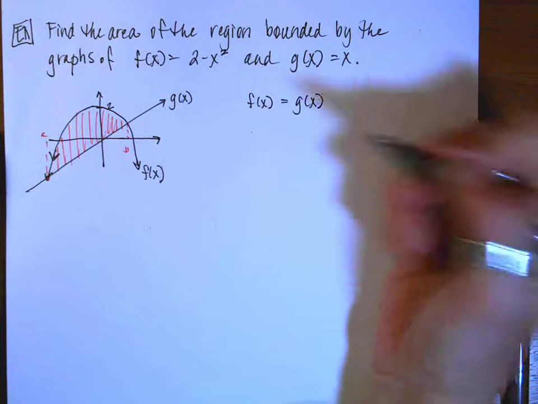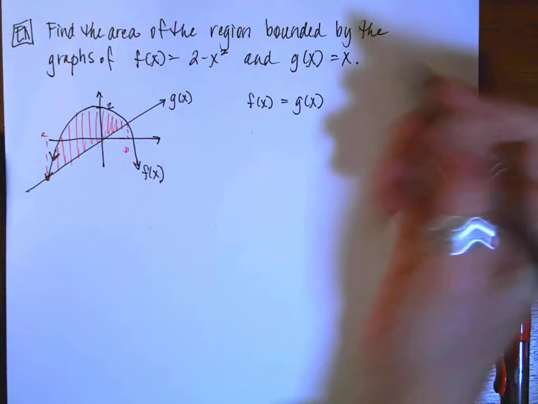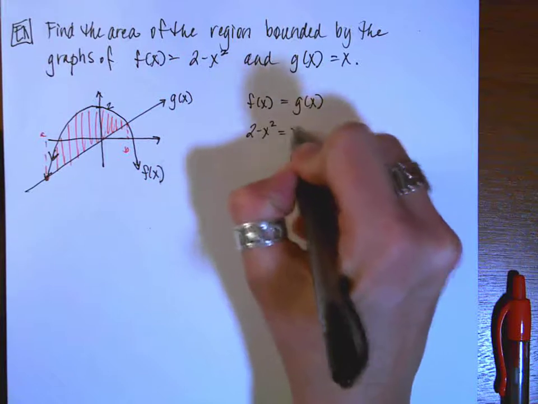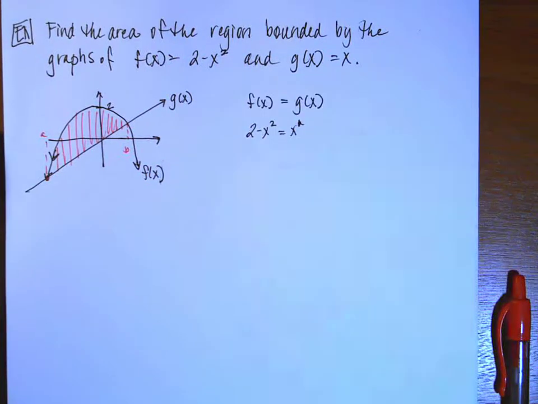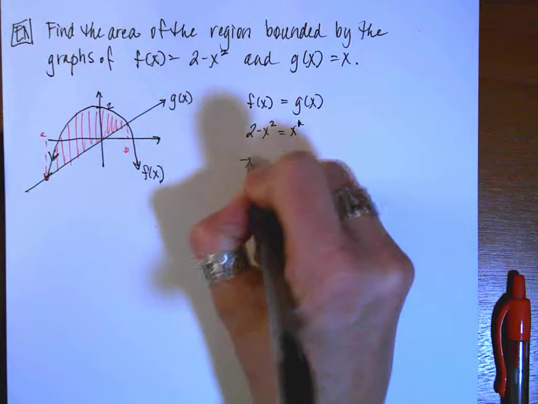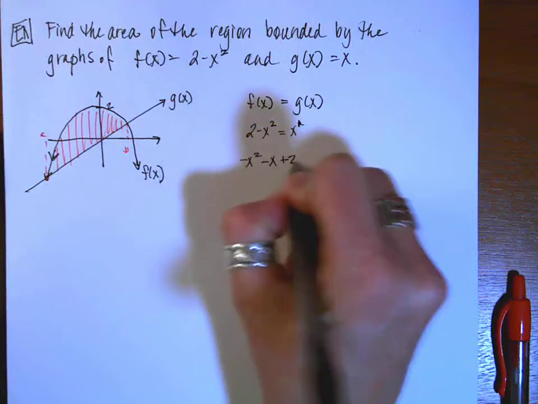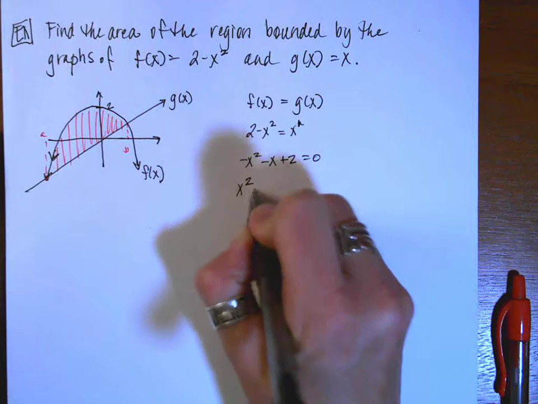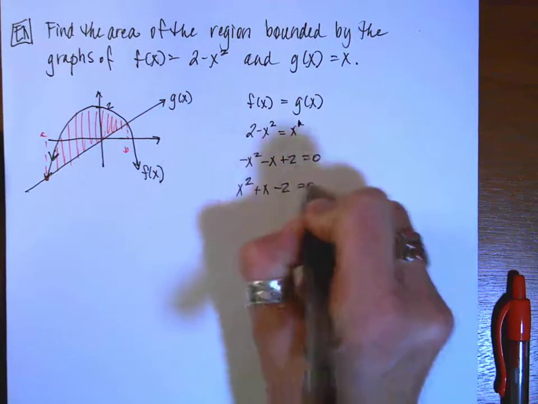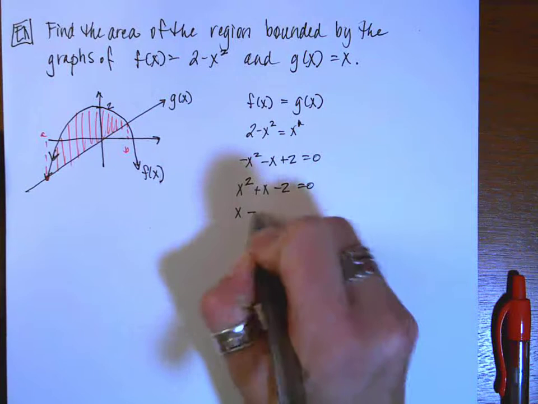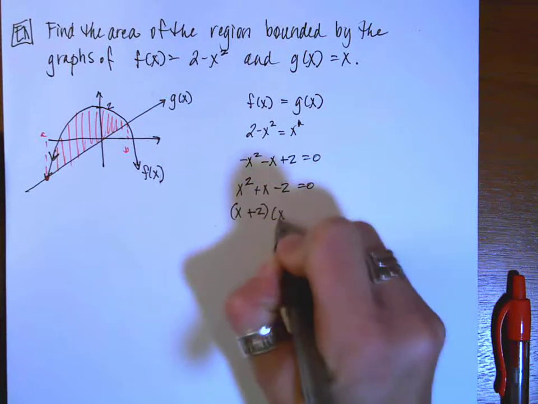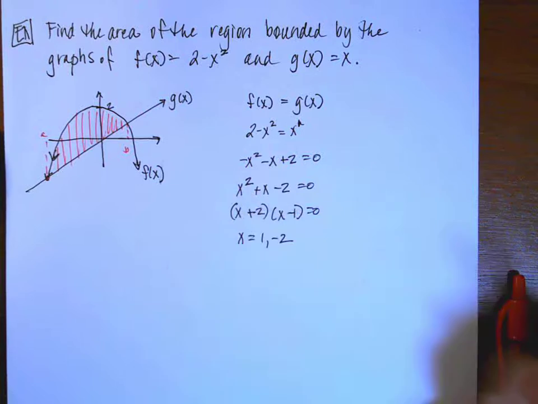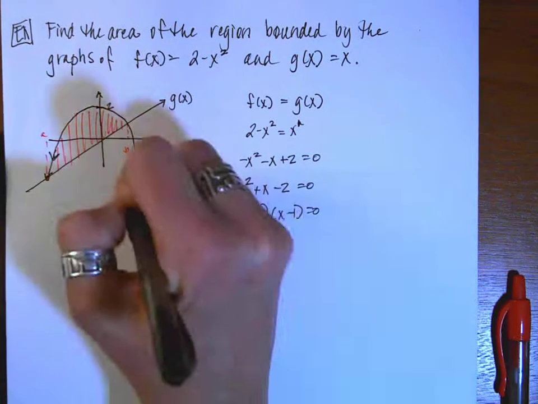So in case you didn't have access to a grapher and you had to do this by hand, shocker, then you would set these two guys equal. I'd have my 2 minus x squared equals x. That's just a plain old little x. And then I would rearrange. A negative x squared minus x plus 2 is 0. Factor out the negative. X squared plus x minus 2 is 0. Factor: x plus 2 and x minus 1 is 0. So x is going to equal 1 and negative 2.